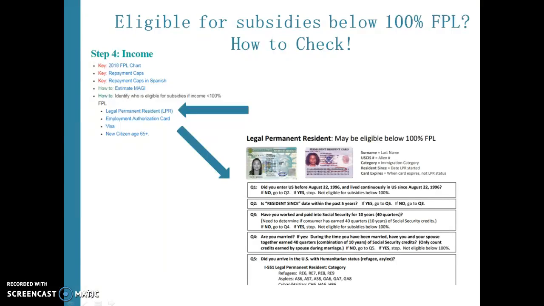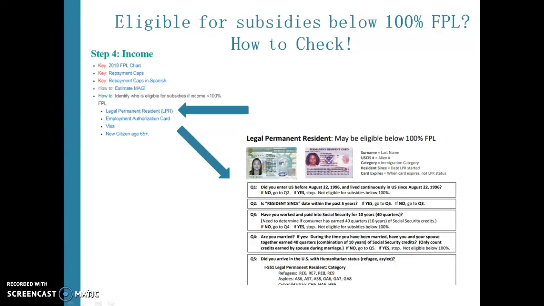Is resident since date within the past 5 years? No, it's not. 2010 is not in the past 5 years. So we're going to go to question 3. Have you worked and paid into Social Security for 10 years? So basically, every year a consumer works in the United States, they earn 4 quarters towards their Social Security. So a green card holder who has been here less than 10 years cannot have earned that. So we're going to move to question 4.